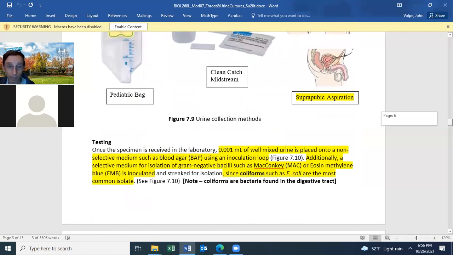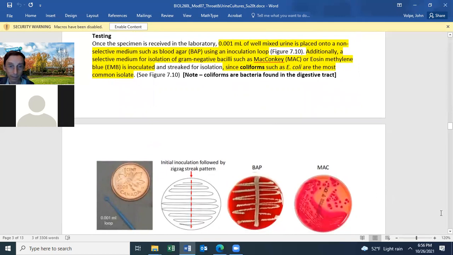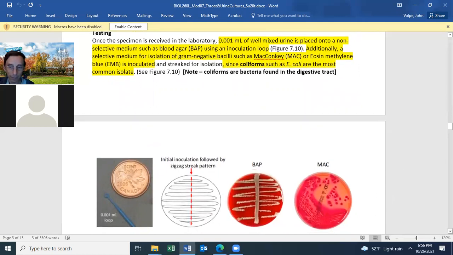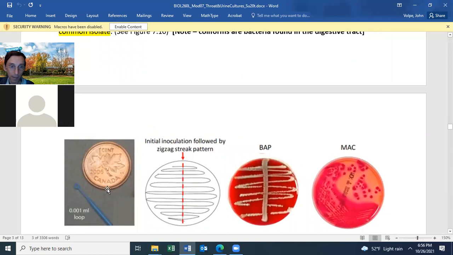Once you get the urine specimen, 1/1000th of a milliliter, that's 0.001 milliliter of urine, is placed onto a non-selective media like blood agar using a special inoculation loop, where the loop itself holds only 1/1000th of a milliliter. If you can see that, let me blow that up a little. There's the loop there. And this is trying to show you how small that loop is. And you get the urine in there and then streak it over the blood agar plate.